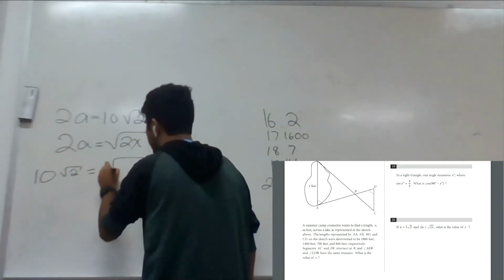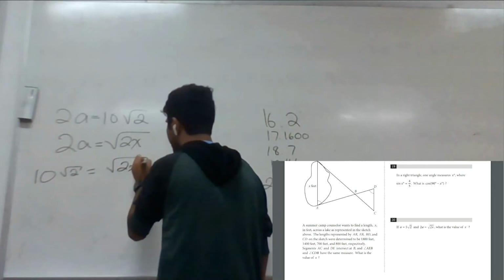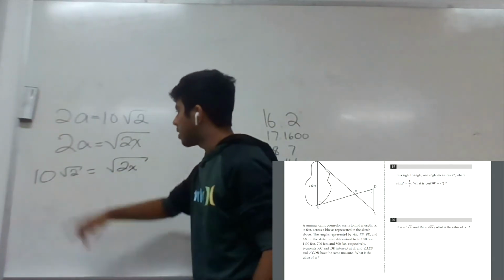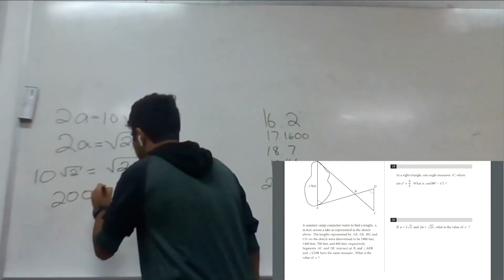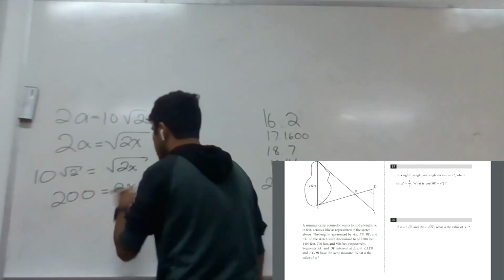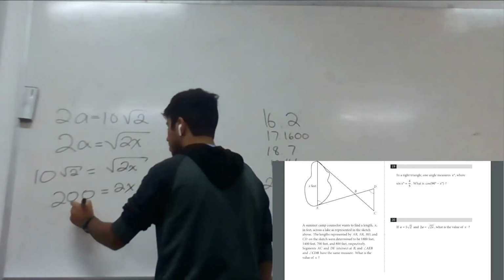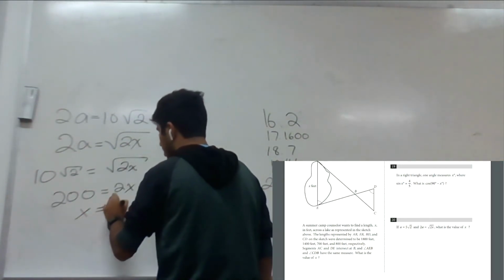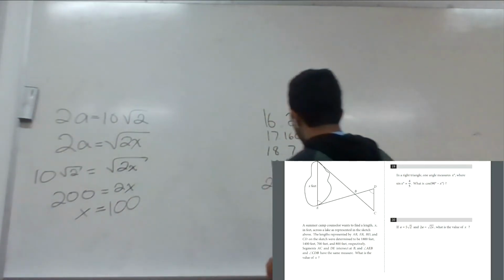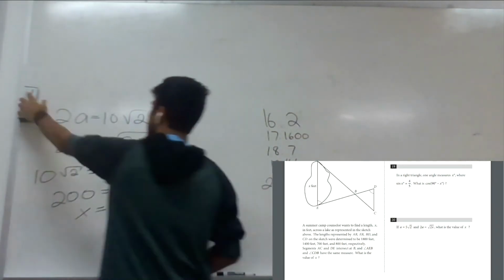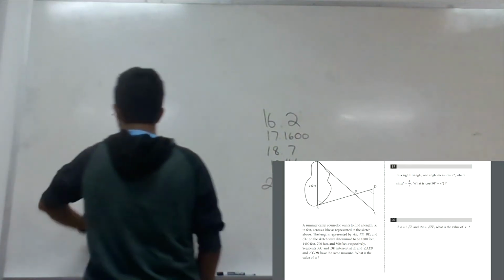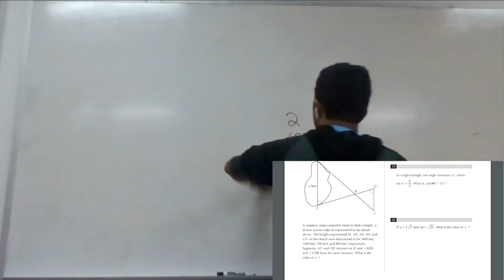So that equals the square root of 2x. Then I'm going to square the whole thing. 10 squared times square root of 2 squared is going to be 200, and that equals 2x. Because you square this, you get rid of the square root, and x equals 100. X equals 100.